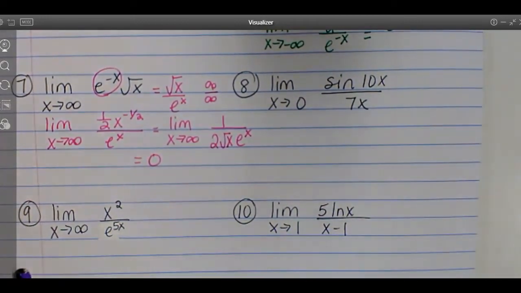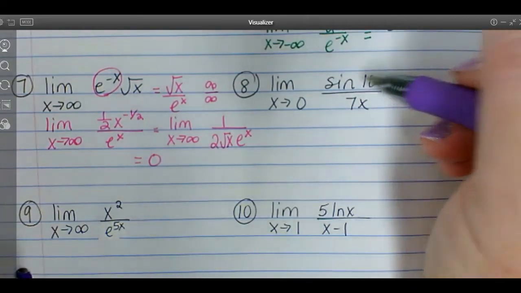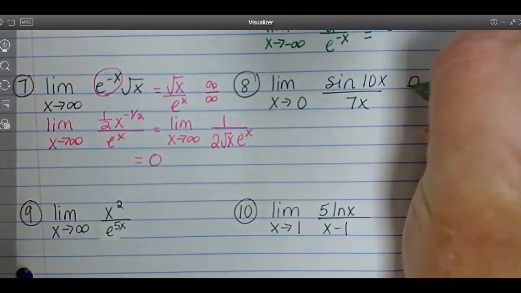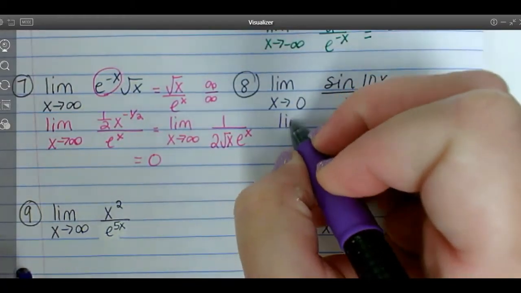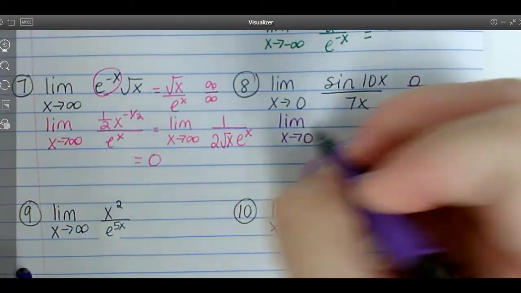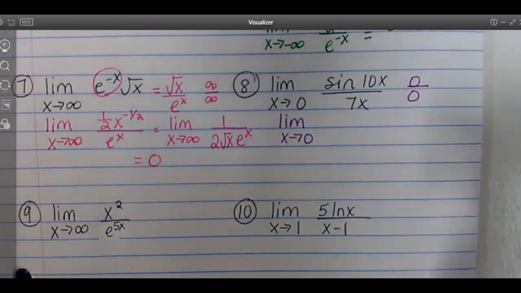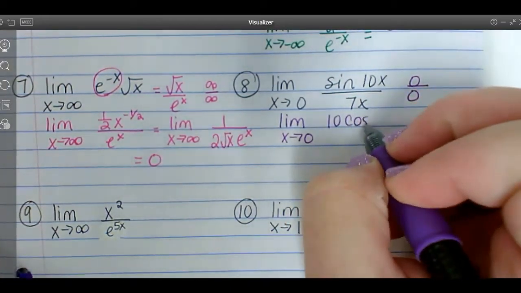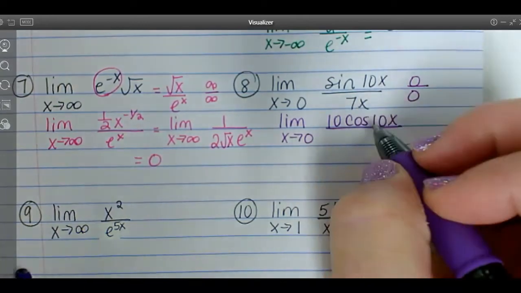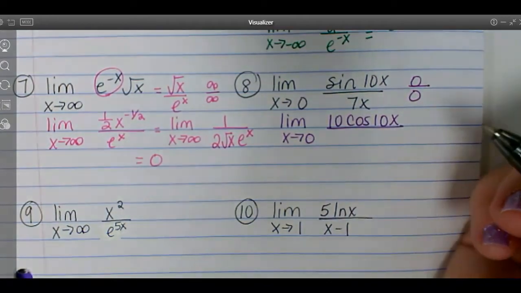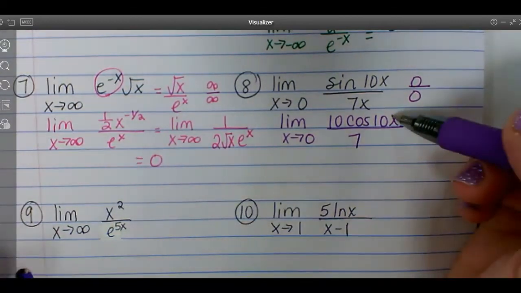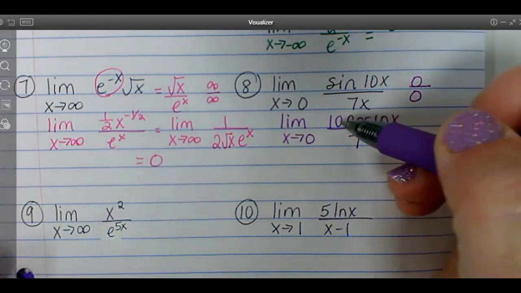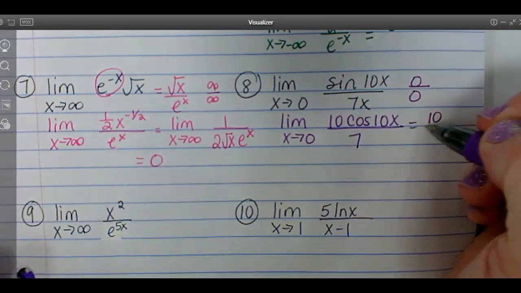Number 8. So the first thing we want to do here is plug in that 0. Sine of 0 is 0. 7 times 0 is 0. That means we can just go ahead and use L'Hopital's rule. The derivative of sine of 10x is 10 cosine of 10x. The derivative of 7x is 7. And now when I plug in 0, cosine of 0 is 1. So we've got 10 over 7.